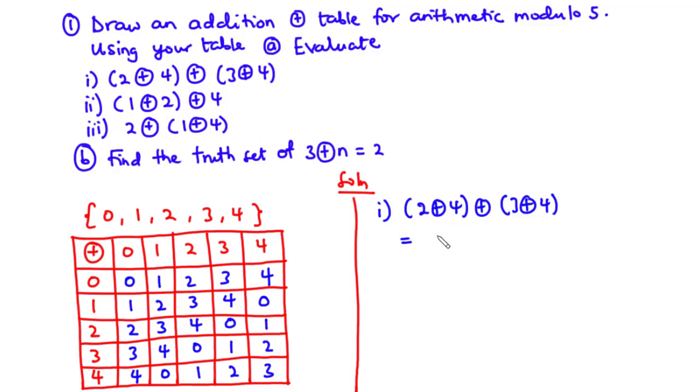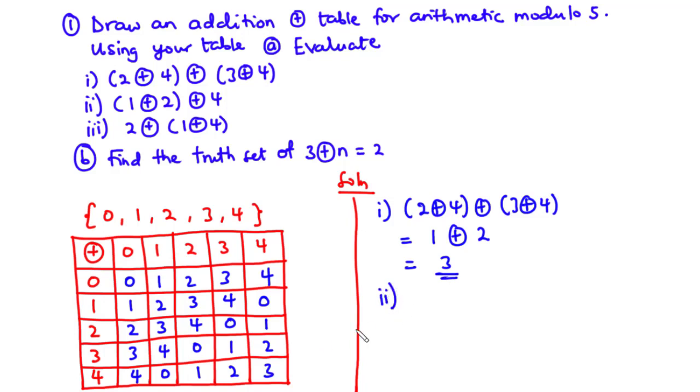So that's going to be 1 plus (3 plus 4). We have 3 here and then we have 4 here. So 3 plus 4 is 2. So we are going to have 1 plus 2. Also from the table, 1 plus 2 gives 3. So we have (2 + 4) + (3 + 4) to be 3.